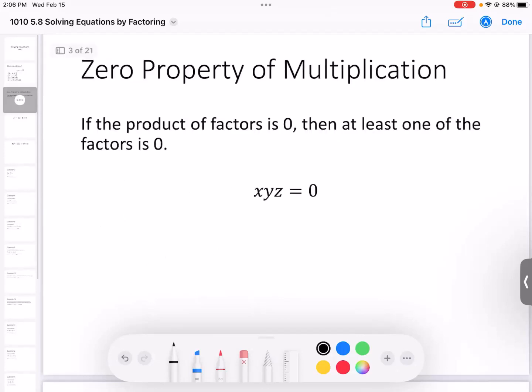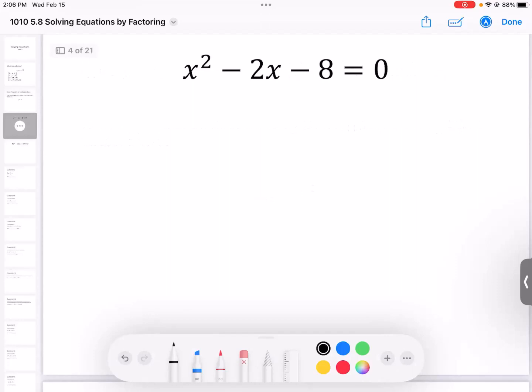So this is called the 0 property of multiplication, and it's basically what you just described, which is if you have a bunch of things that are multiplied together and the result or the product is 0, then at least one of these factors, or the things that are multiplied together, has to equal 0. And that's the property we're going to be using in our lesson today to help us solve equations like this. Because we've been working a lot with polynomials, and now we're putting polynomials in equations. So remember, an equation is a math sentence, and all math sentences have the structure of expression, relationship, and then another expression.